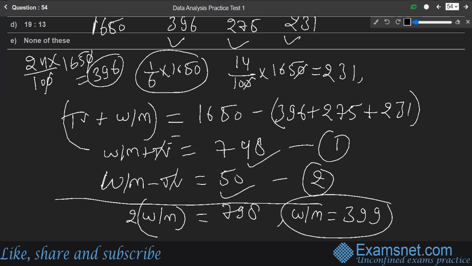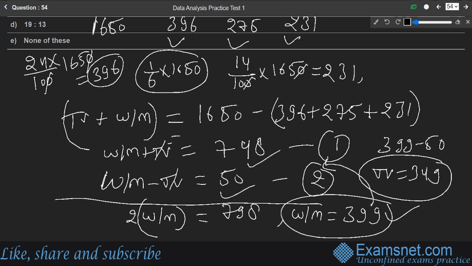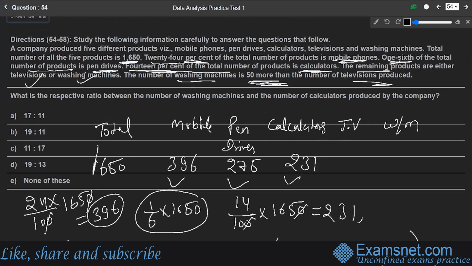So that is the value of washing machine. And if you put this value of washing machine in equation number 2, washing machine minus TV was 50. So the TV value is washing machine minus 50. So 399 minus 50, that is the value of TV, and that comes out to be exactly 349. So the TV's number is 349, washing machine's number is 399. So let's put back these values in the table. So our table gets completed.